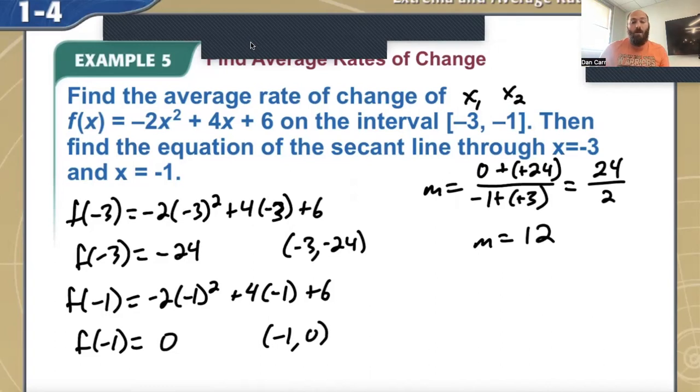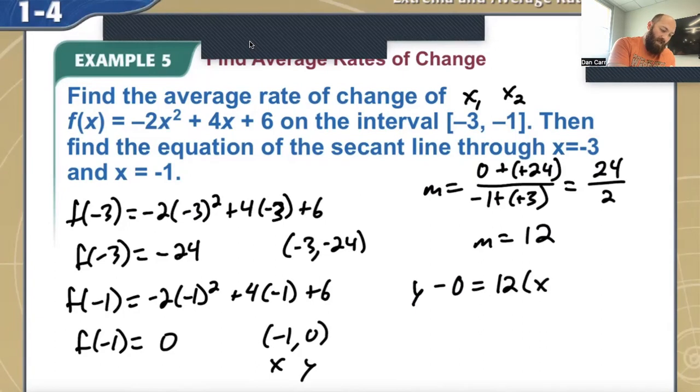It's 12. Now for the equation of the secant line, I've got my slope and a point on the graph, like this one right here. I'm going to start with point-slope formula: y minus my y value, so y minus 0, equals my slope times x minus -1, which turns into a positive 1. Now I can distribute this and turn it into slope-intercept form. So this simplifies to y equals 12x plus 12. That's my secant line here.